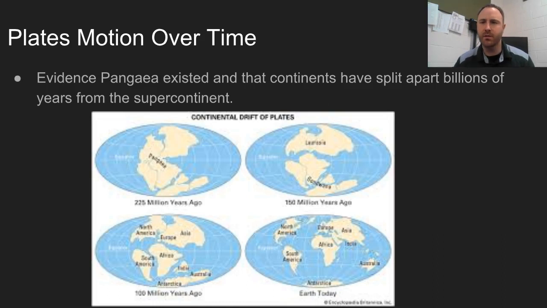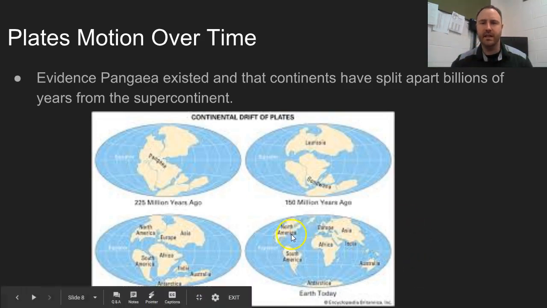This should look similar to what we did with our activity, where essentially we had all the plates clustered together, and you can see that they look different. All right, at one point in time they were grouped together. They've been slowly drifting apart due to that seafloor spreading, and now this is how they look. That idea is called Pangea.